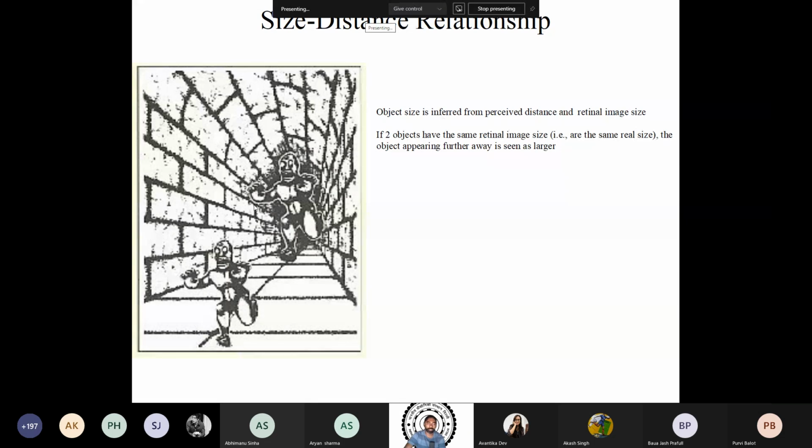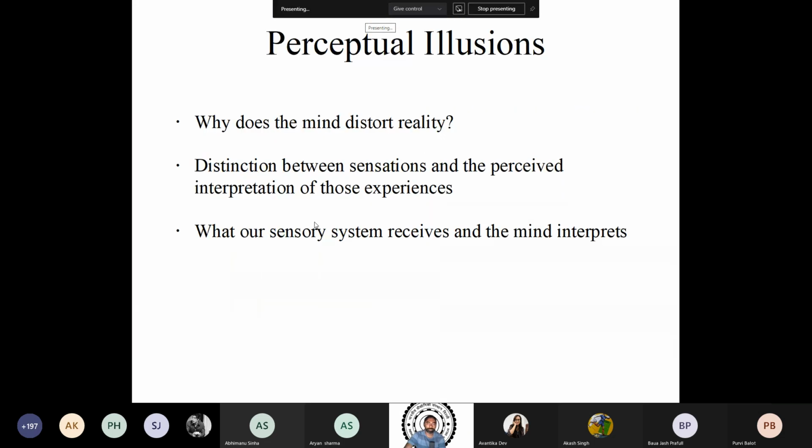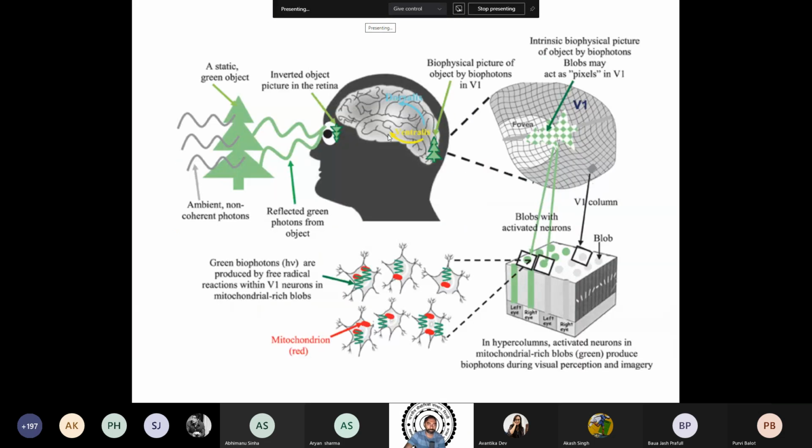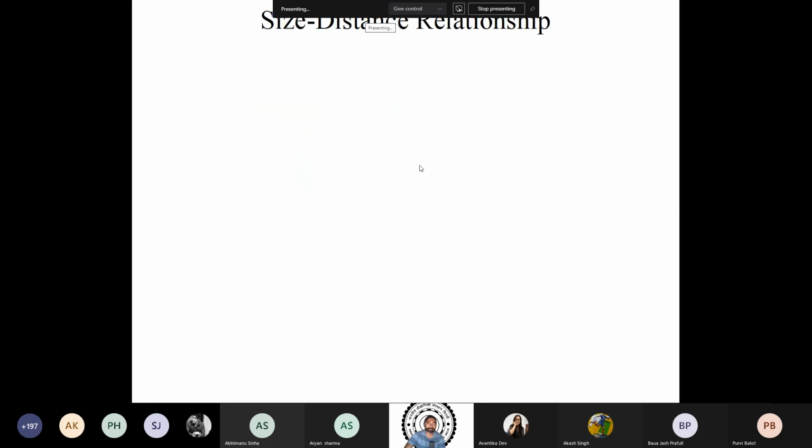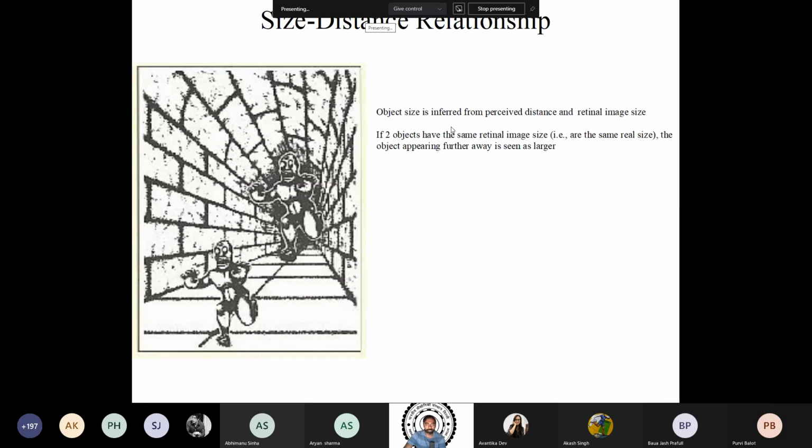So first of all, if you remember, it has to start here, right? Object size is inferred from perceived distance and retinal image size. This is how we infer the size of an object, both from the perceived distance and the retinal image size. This is what the visual processing area in our brain does.